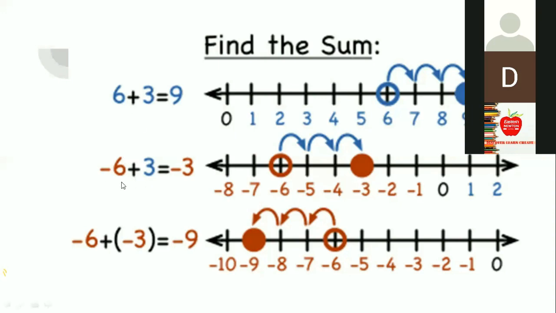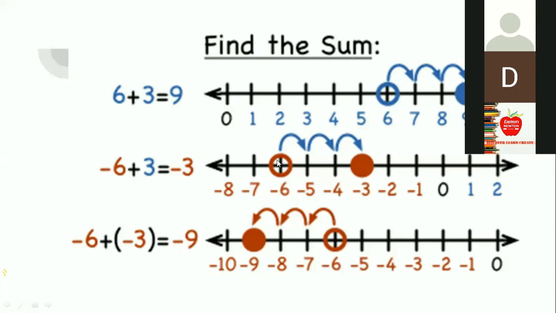Then what happens if it is minus 6 plus 3? The answer becomes minus 3. How does it happen? Just to see in the picture, this is minus 6. Minus 6's place is 6 places before 0. This is minus 1, minus 2, like that, minus 6.